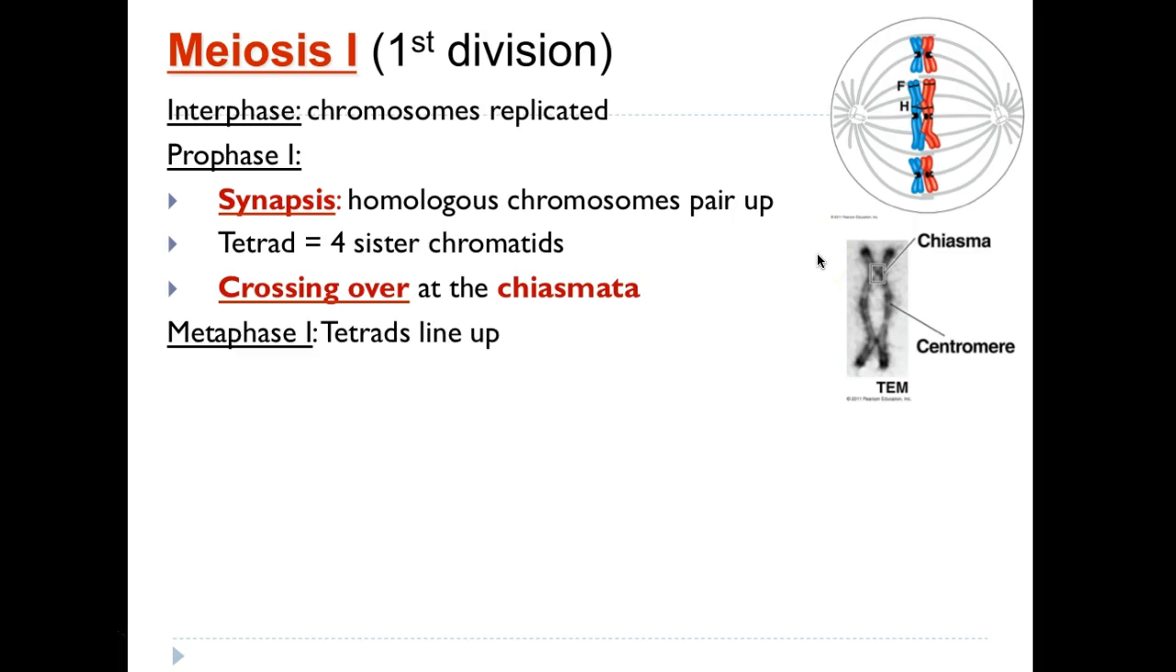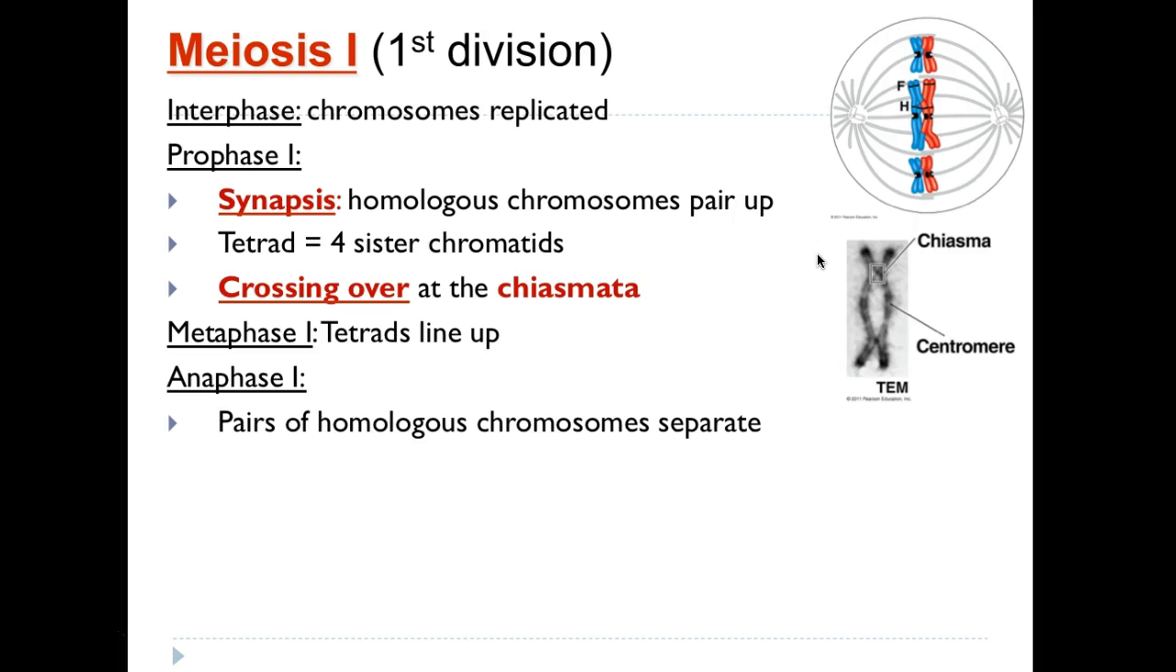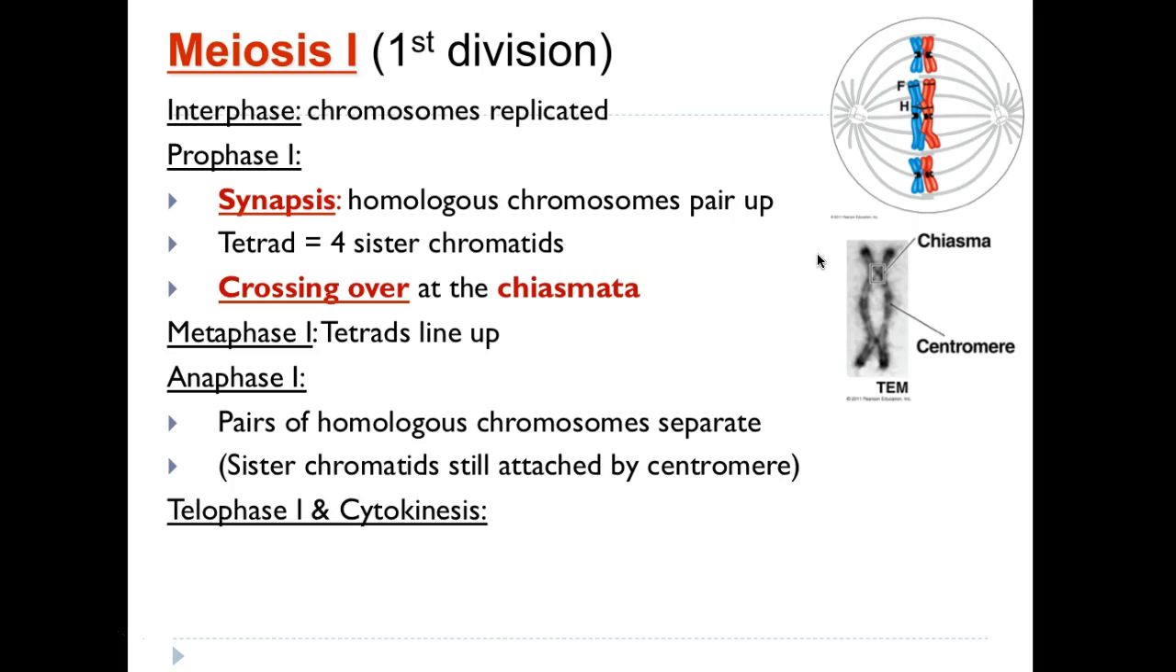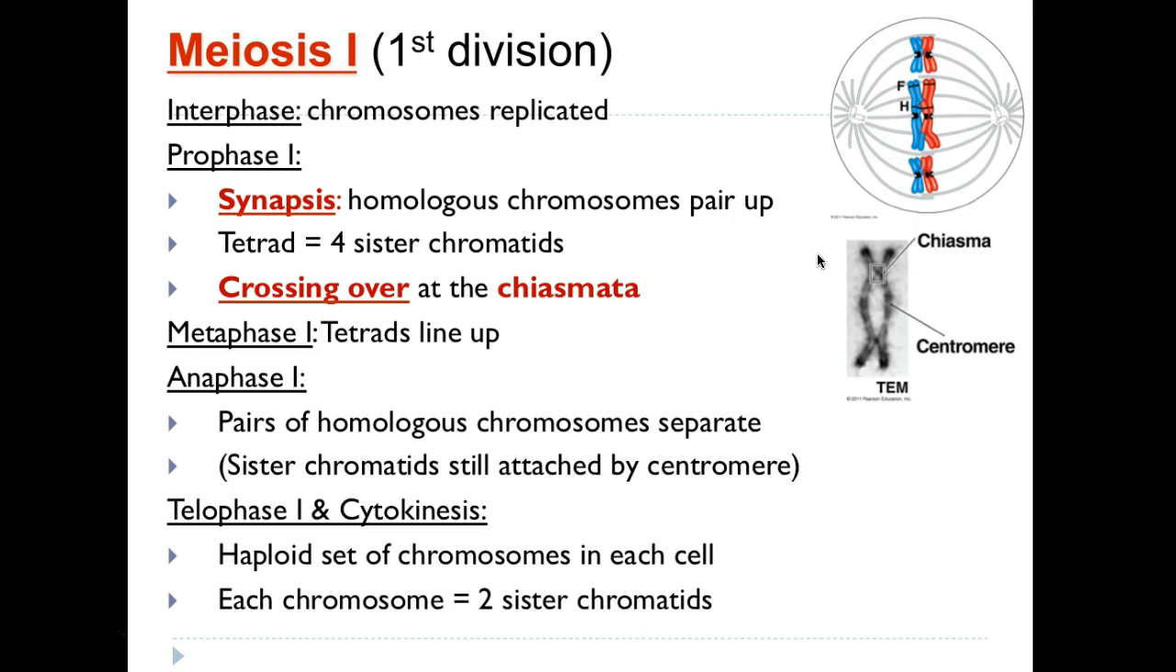Ultimately then in metaphase 1, the tetrads are going to line up along the center of the cell. In anaphase 1, the pairs of homologous chromosomes are going to separate, and sister chromatids are still going to be attached by the centromere. In telophase 1 and cytokinesis, a haploid set of chromosomes is going to result in each new daughter cell. Each chromosome equals 2 sister chromatids.